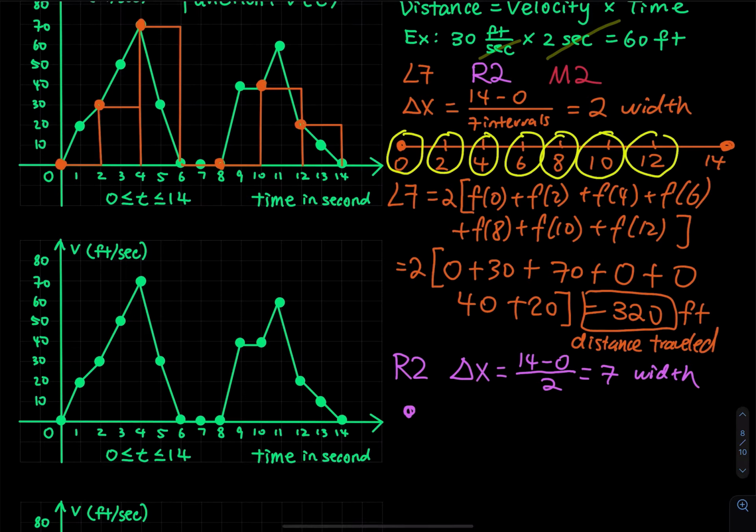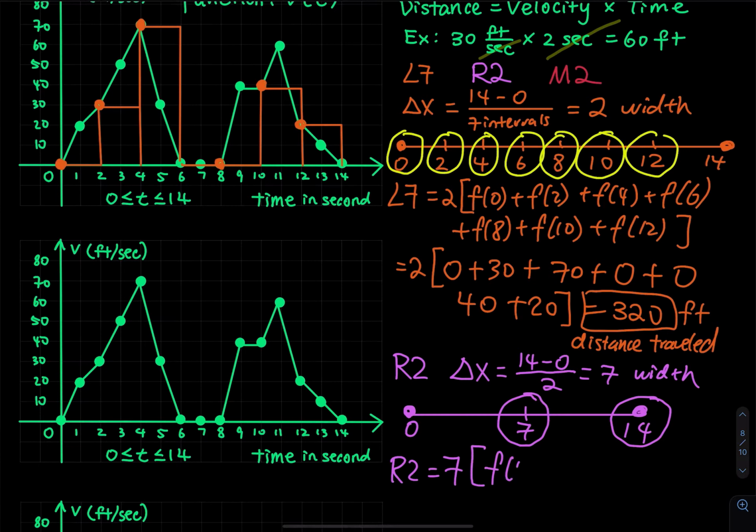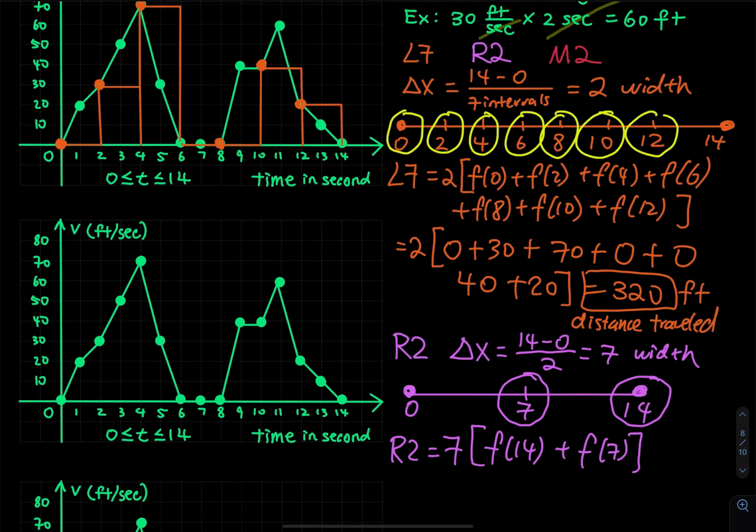So we are going from right to left. I'm going to draw the intervals first. We have a 0, a 7, and a 14. Since this is a right sum, we will go from right to left. We grab everything except the 0. So R2 equals delta x times f of 14 plus f of 7.